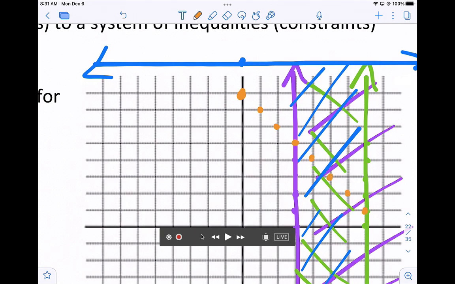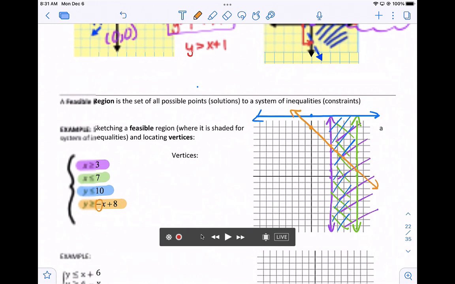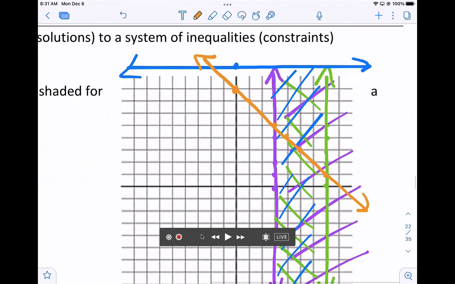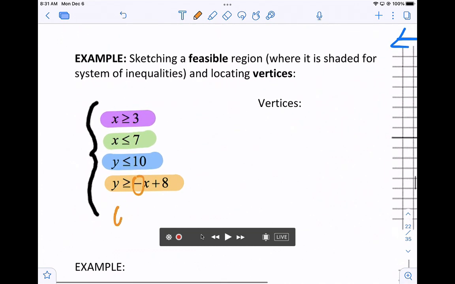And you only need a few points, of course, to make your line, but it helps me to make a lot of points here. So there's our line. Again, it was solid because it's greater than or equal to. And I'm assuming we're going to shade above the line because it's greater than or equal to, but let's test 0, 0. So is 0 greater than or equal to -0 plus 8?